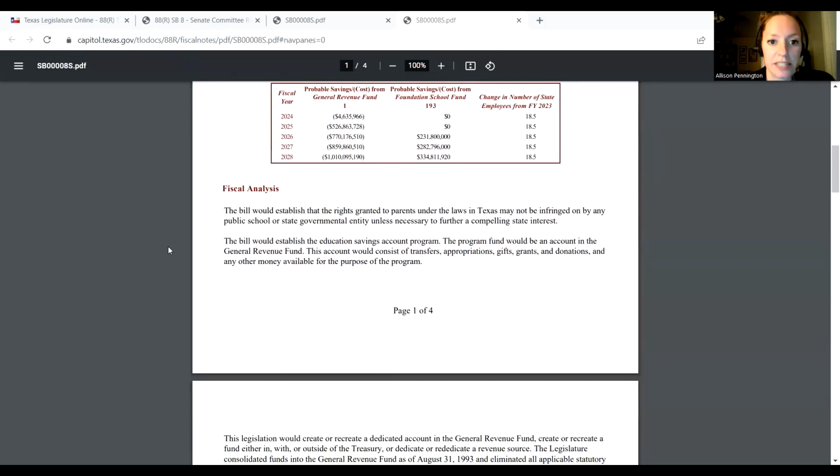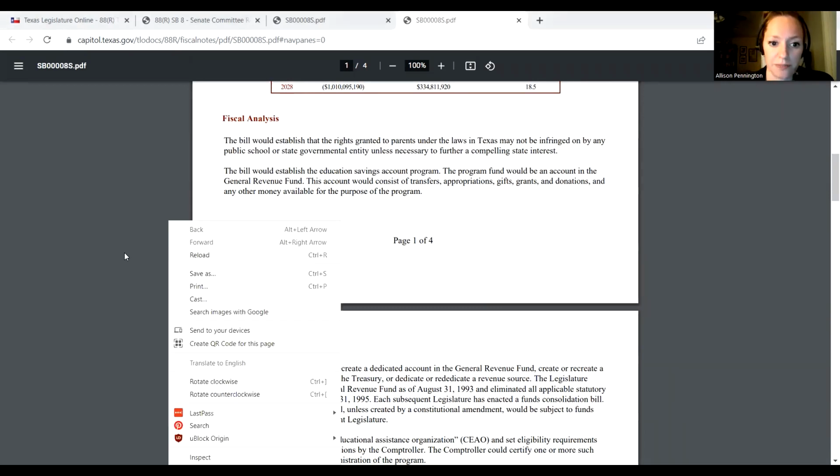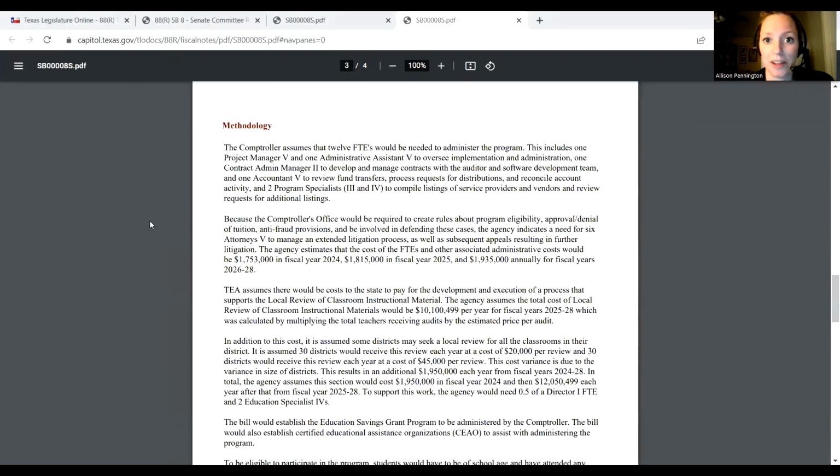The fiscal analysis section I'm going to skip over because it really just provides a recap of the major components of this bill, which we covered in our previous video. So let's jump down to the methodology, which is the really nerdy but super informative part. And I'll just take these in order.